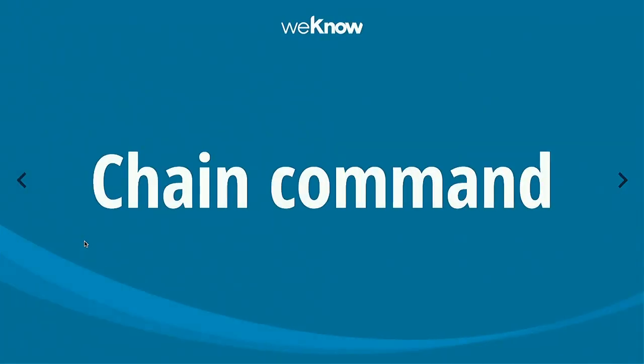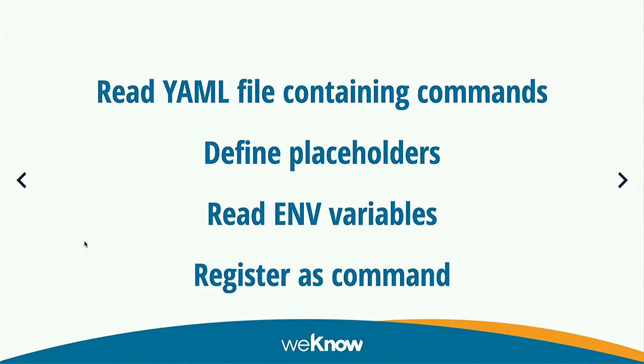Chain commands. This is probably one of the features that I've really been enjoying the most working with lately. A chain command is a feature that you can use in Drupal Console. Chain command allows you to read a YAML file definition that can contain multiple commands. Let's say I can have a YAML file where I say I want to execute something like generate this, generate that, or site install this module. So you can preset different commands within a YAML definition. You can pass options and arguments.